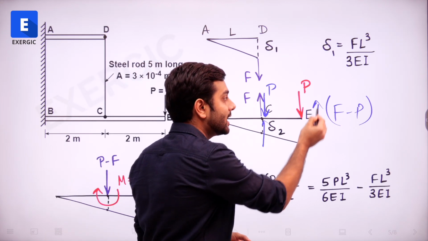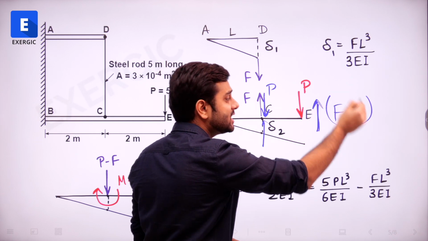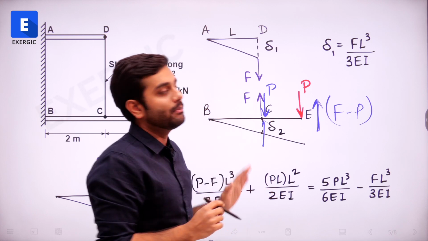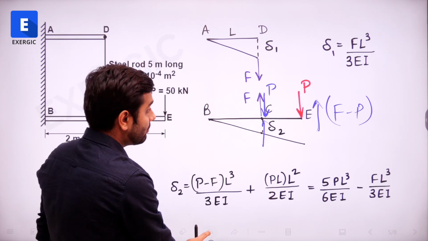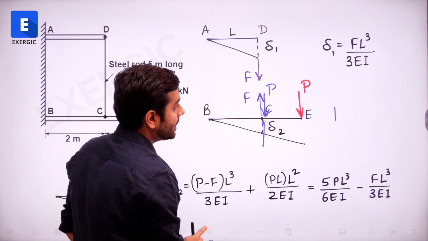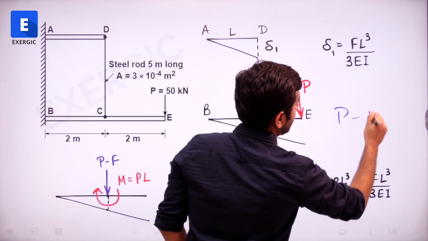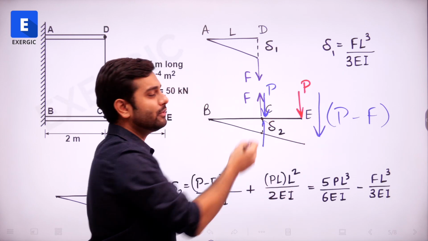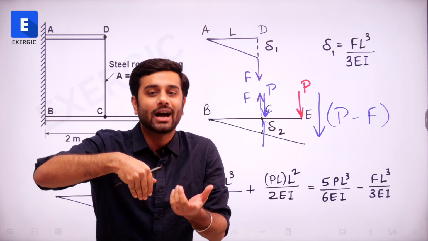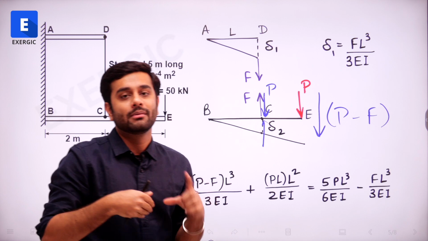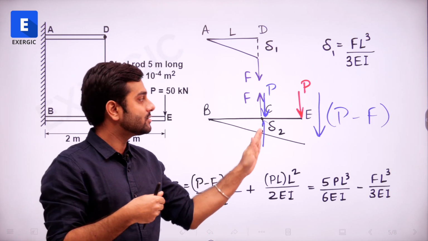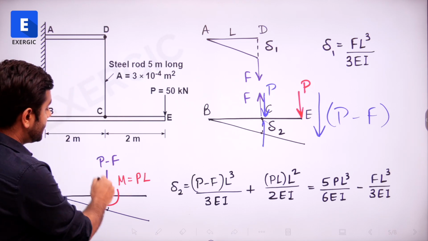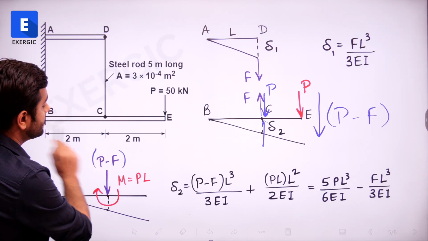Then I have to show the direction up. Ultimately, if I am saying F minus P is the expression, it means F but slightly reduced by P, right? But when I write P minus F, what I am saying is that it is acting in the downward direction because P was acting in the downward direction, but the amount has been slightly reduced by F. Why by F? Because F was acting up, right? So this is important to note here. So in the downward direction, P minus F is the load acting.